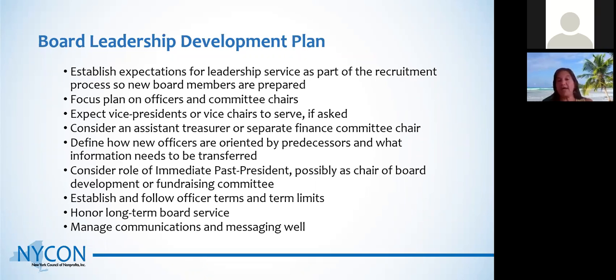Many organizations have an immediate past president role so that you can essentially mentor the president. Maybe that person can chair the fundraising committee or the board development committee or a capital campaign committee. And this way you keep them involved a little bit longer.